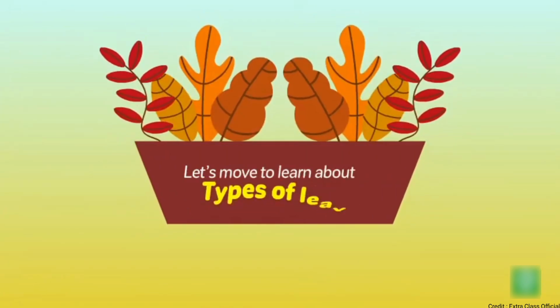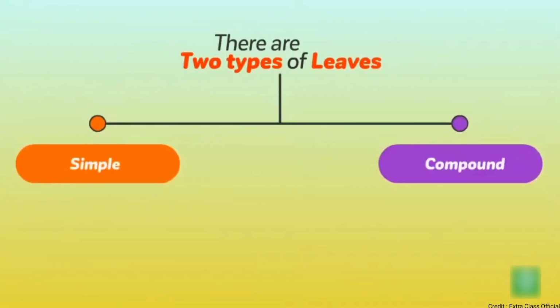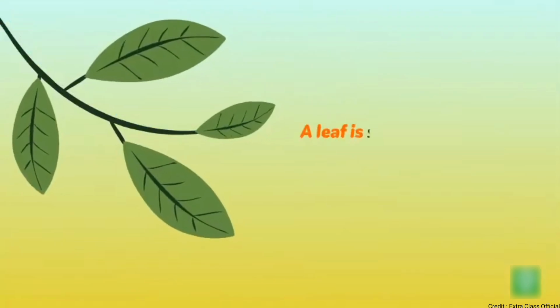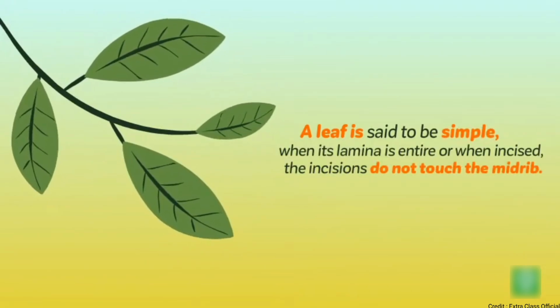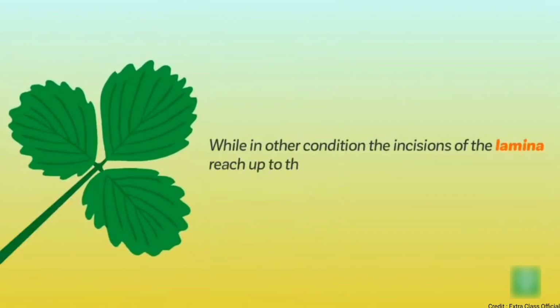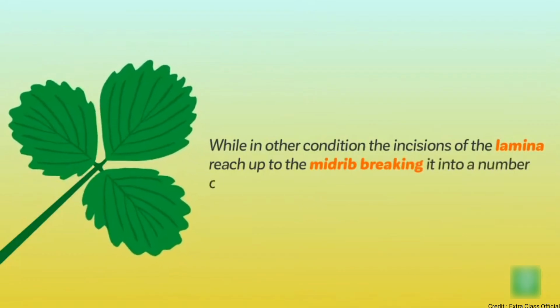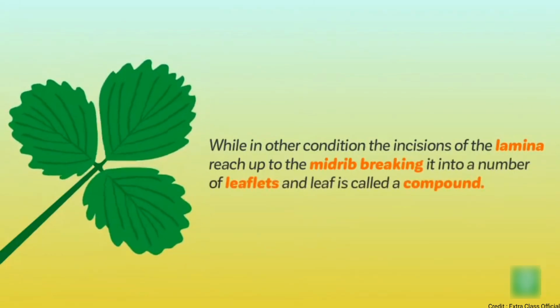Let's move to learn about types of leaves. There are two types of leaves: simple and compound. A leaf is said to be simple when its lamina is entire or when incised, the incisions do not touch the midrib. While in the other condition, the incisions of the lamina reach up to the midrib, breaking it into a number of leaflets, and the leaf is called a compound leaf.